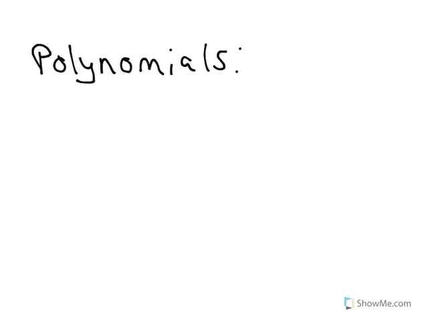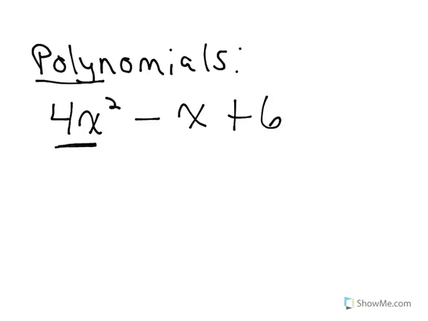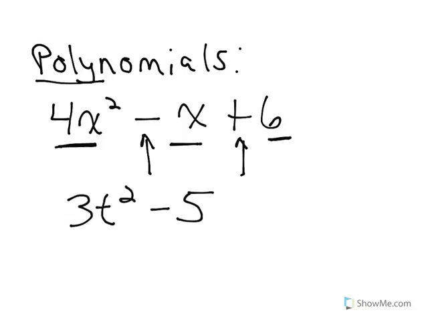Polynomials consist of more than one term. Poly meaning many, many terms, such as 4x squared minus x plus 6. 4x squared is a monomial, -x is a monomial, and 6 is a monomial. All together, divided by the minus sign and the plus sign, we have a polynomial. Another example of a polynomial would be 3t to the second power minus 5. Two terms, 3t squared minus 5.